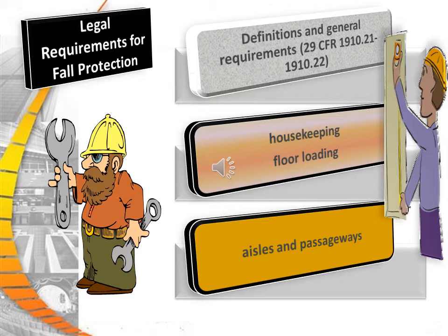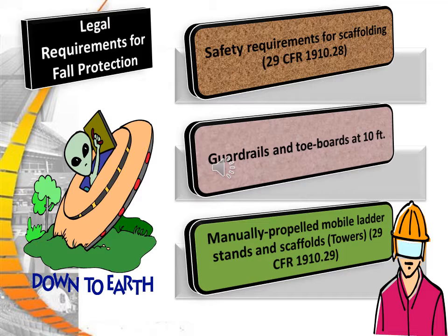We'll discuss the definitions for housekeeping, floor loading, aisles, and passageways. The safety requirements for scaffolding, 1910.28, call for guardrails and toe boards at 10 feet, and manually propelled mobile ladder stands and scaffolds, 1910.29.